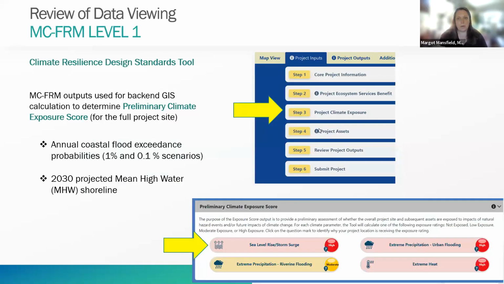The tool uses level 1 layers to screen whether the project site is exposed to sea level rise and storm surge. These layers include 2 annual coastal flood exceedance probabilities, the same ones that are in the Resilient MA map viewer, and a projected 2030 mean high water shoreline. The tool makes these calculations on the back end and supplements with a few user input questions on history of flooding to give a preliminary climate exposure score for this parameter for the project site.